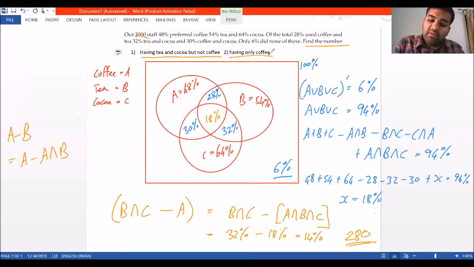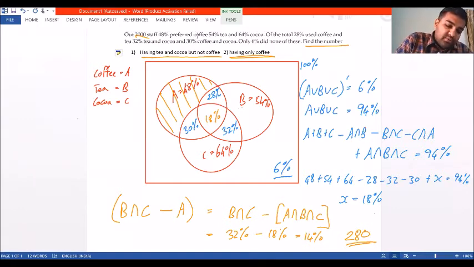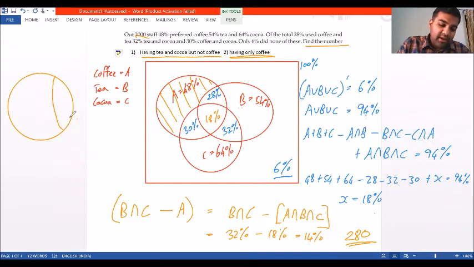Then what is the portion of having only coffee? Only coffee means which area? Only coffee means only this portion. How do I find only this portion out of coffee? See, I'll draw another diagram for you. I'll draw only the coffee portion. There is only coffee here. In this coffee, there is a certain portion which is intersecting with tea, and there is a certain portion which is intersecting with cocoa. This portion intersects with tea, and this portion intersects with cocoa.